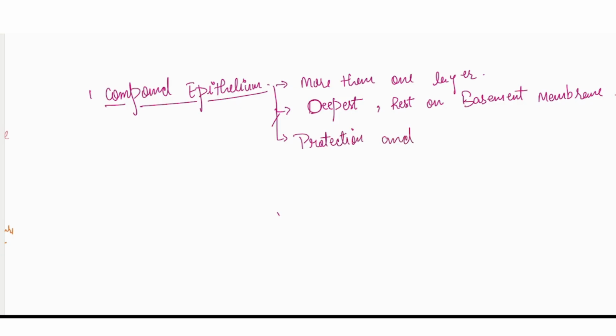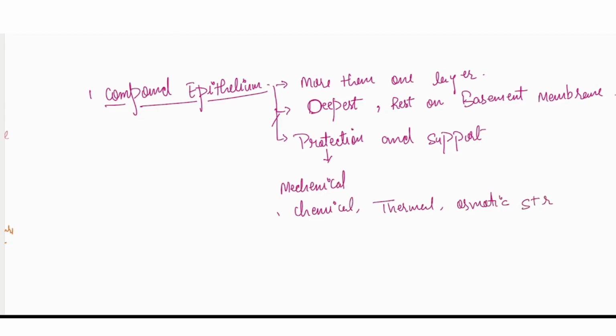Protection and support. Protection for what? Protection against the mechanical, chemical, thermal and the osmotic stresses. These stresses would be overcome with the help of the compound epithelium, because it has more than one layer. Multi-layer means it would be the compound epithelium that gives relief from these stresses.